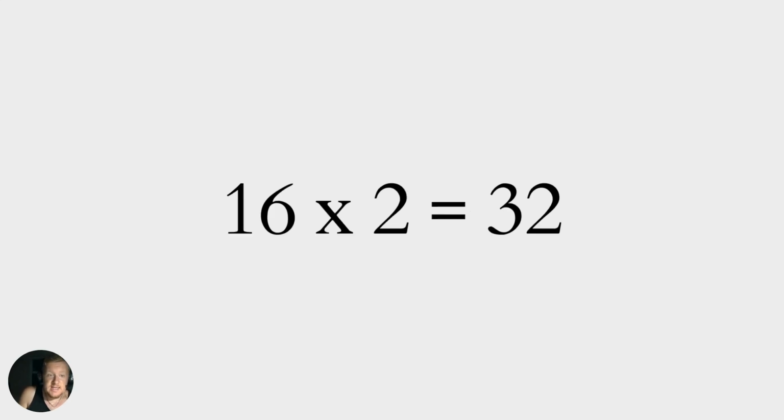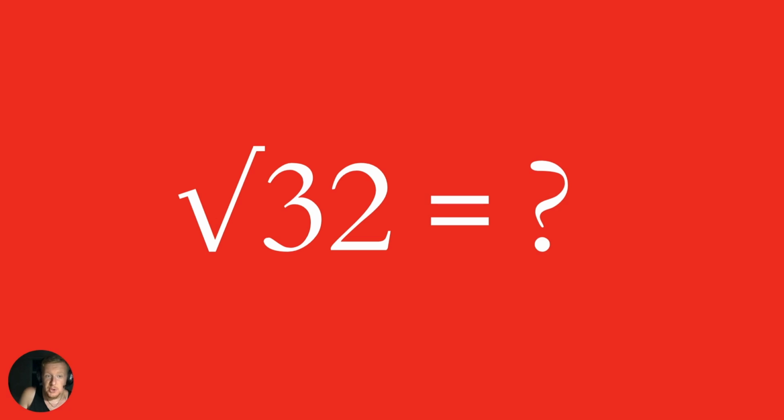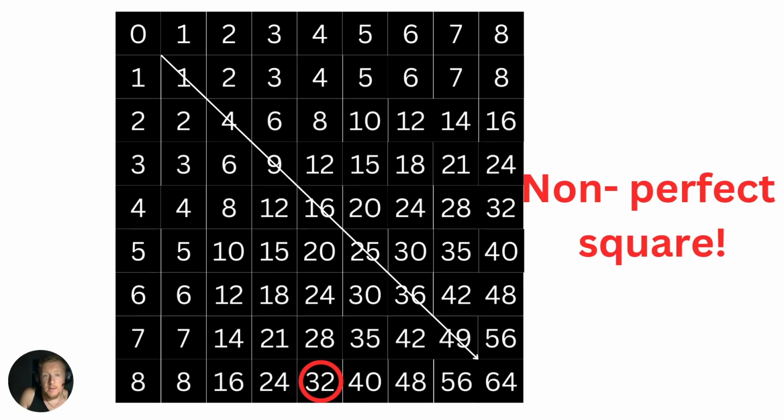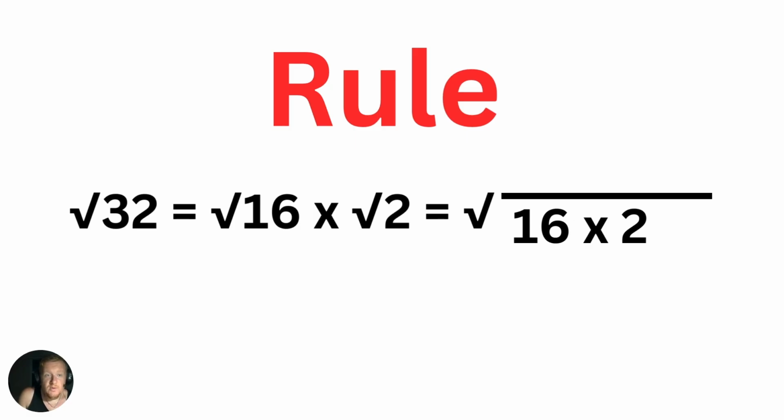But 16 times 2 equals 32. So how do we simplify the square root of 32? How do we do that? Well, we do like this. Square root of 32 would equal square root of 16 times square root of 2, or you could write that way as square root of 16 times 2.